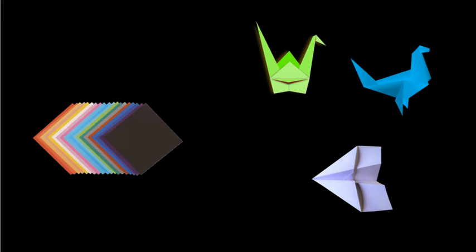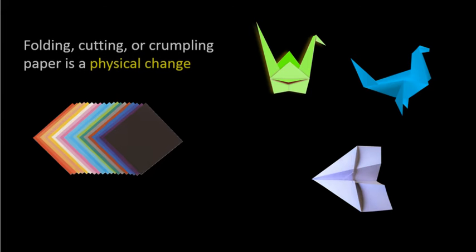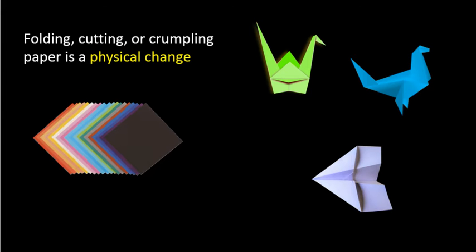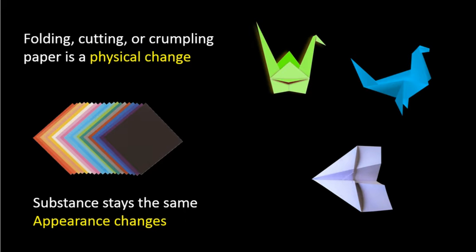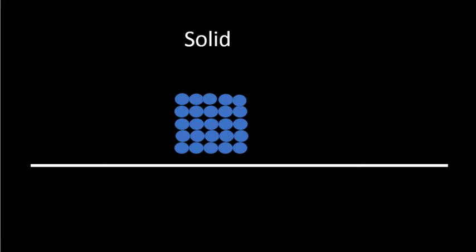Now here we have an example of physical changes, where folding, cutting, or crumpling paper is a physical change and nothing new is created. The substance stays the same even though the appearance may change. And again, here's another example where a change of state of matter would be considered a physical change because no new substance is formed. There's no chemical reaction.